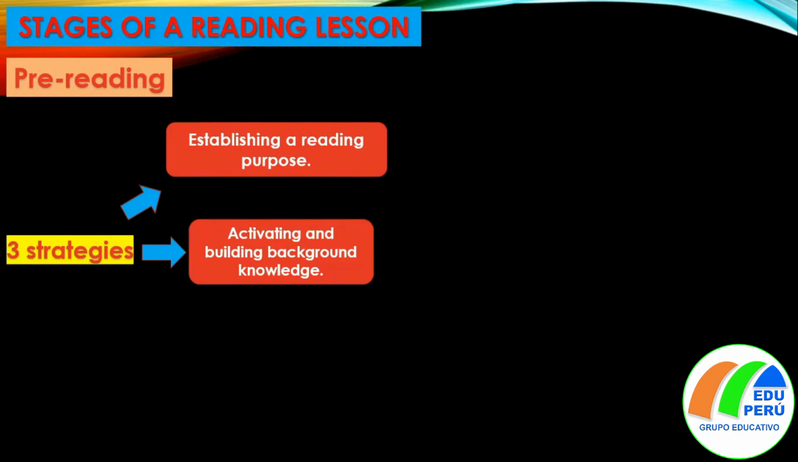What about the third? First, here you have to establish a reading purpose. Then you need to activate and build the background knowledge. What is the third? Anybody? What is the third strategy that we use in the pre-reading? Remember, we're talking about the pre-reading stage.